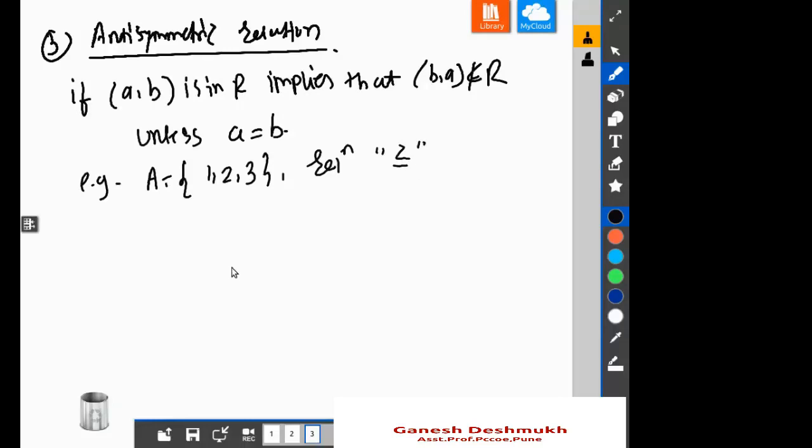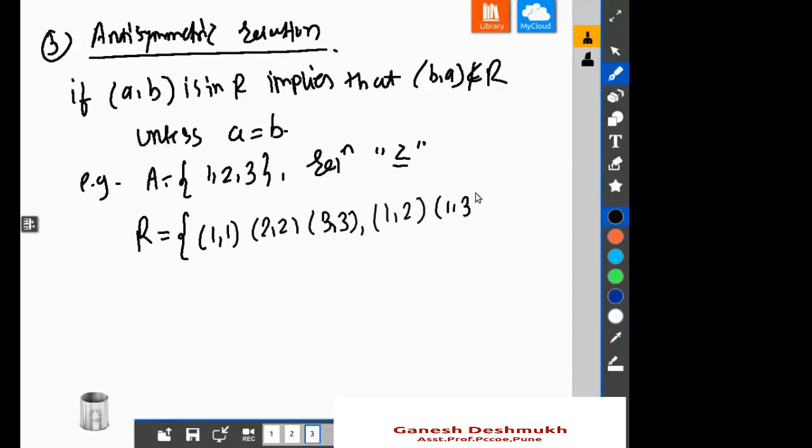For example, if you have the set as {1, 2, 3} and relation is defined as less than or equal to, so you can define the relation pairs as (1, 1), (2, 2), (3, 3) as 1 is less than or equal to 1. So I can take (1, 1), (2, 2), (3, 3) from set A. I can also write the pair (1, 2) as 1 is less than 2. I can write the pair (1, 3) as 1 is less than 3. I can write the pair (2, 3) as 2 is less than 3.